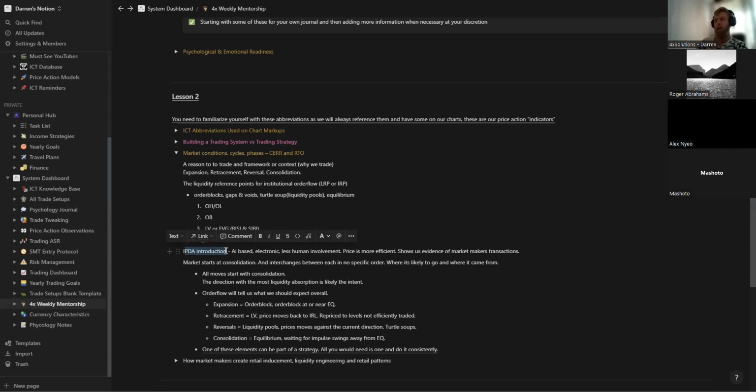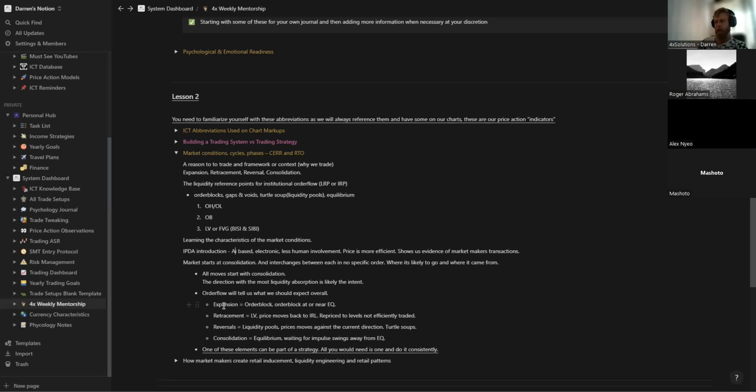And it is based on AI, artificial intelligence, so it's electronic, and there's less human interaction. That means that price is now more efficient. If you looked at charts 20 years ago, the price was not as efficient as it is now. As the technology grew, the markets became more efficient. You can go through all of these concepts over here. You should already understand basically what they all mean.